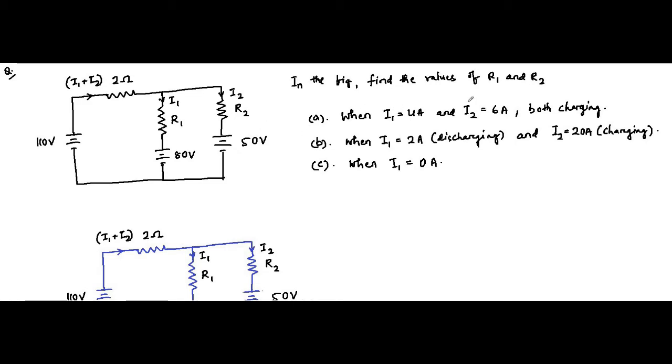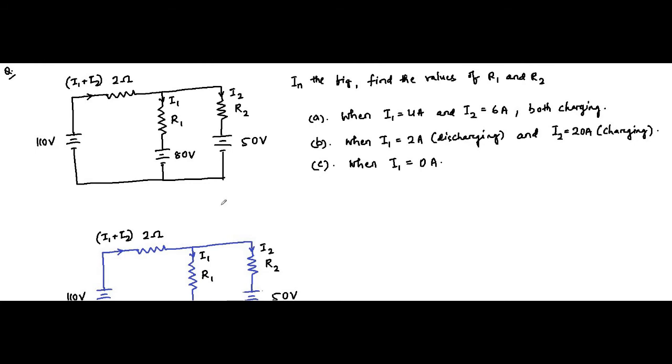For case A, the two currents that are specified, I1 and I2, are given. In B also it is the same, but in this case one of the currents is in the opposite direction because it has been mentioned it is discharging. First case, both are charging, so the current is in the same direction as it is specified. And the third case is when I1 is equal to 0. So in all the three cases we have to find out the values of R1 and R2.